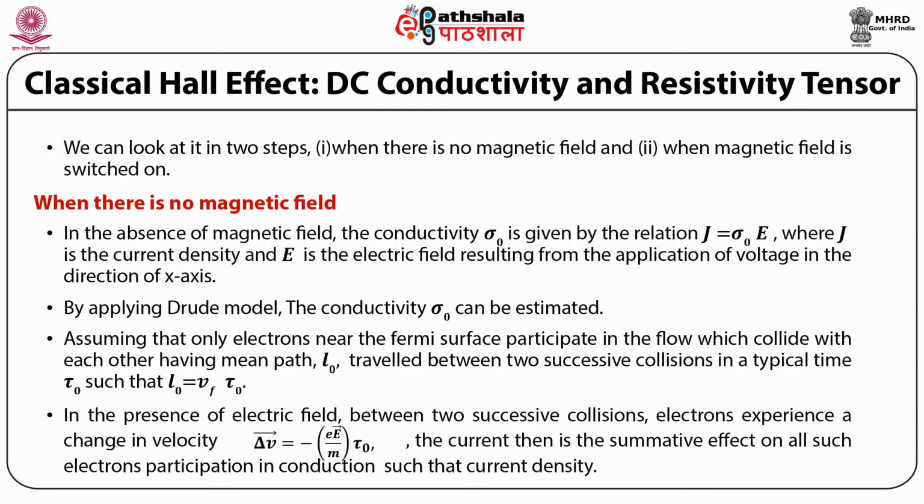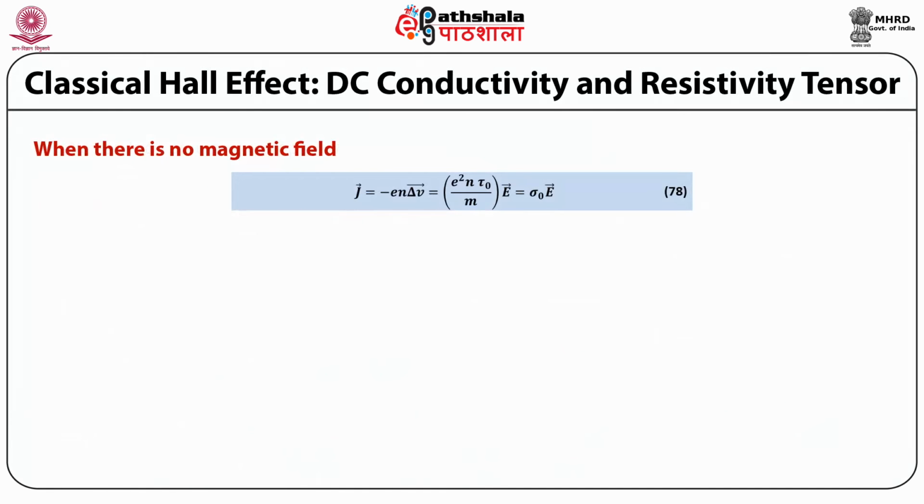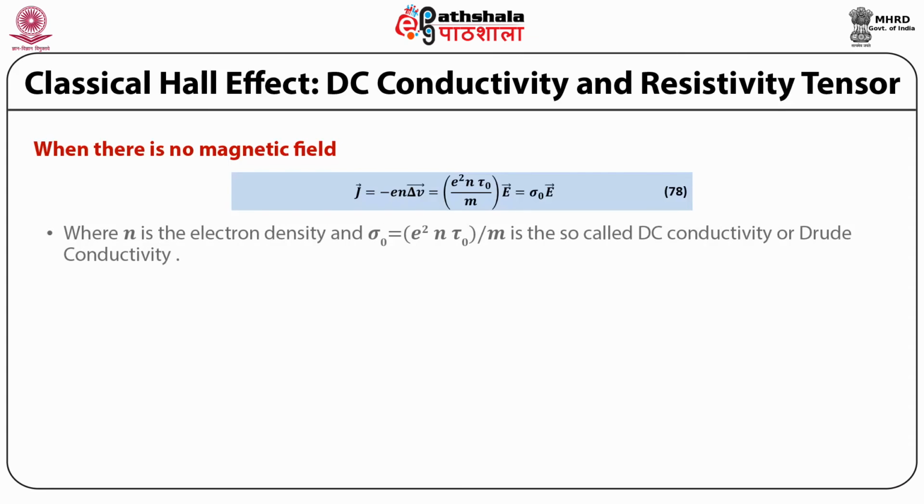The current then is the summative effect on all such electrons participating in conduction, such that the current density J can be written as J = minus e N delta V = e squared N tau 0 over m times E = sigma 0 E, where N is the electron density and sigma 0 = e squared N tau 0 over m is the so-called DC conductivity or Drude conductivity.